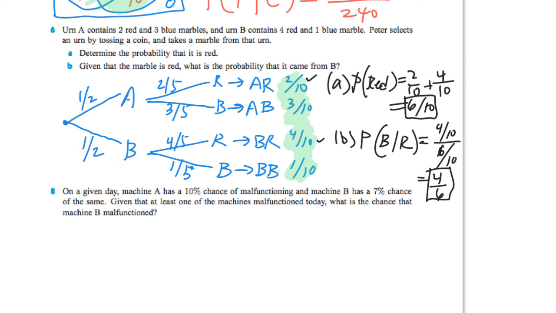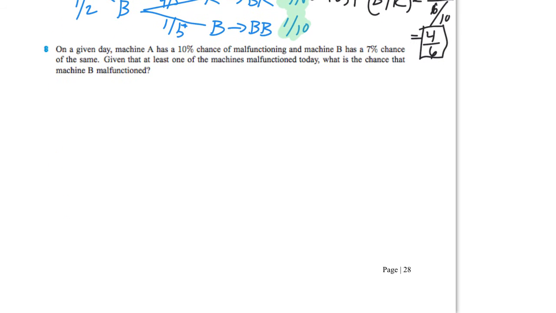Okay, next problem. On any given day, machine A has a 10% chance of malfunctioning, and machine B has a 7% chance of doing the same. Given that at least one malfunctioned today, what's the chance that it was machine B? All right, so here again, I feel like I'm doing a sequence of 2 machines.